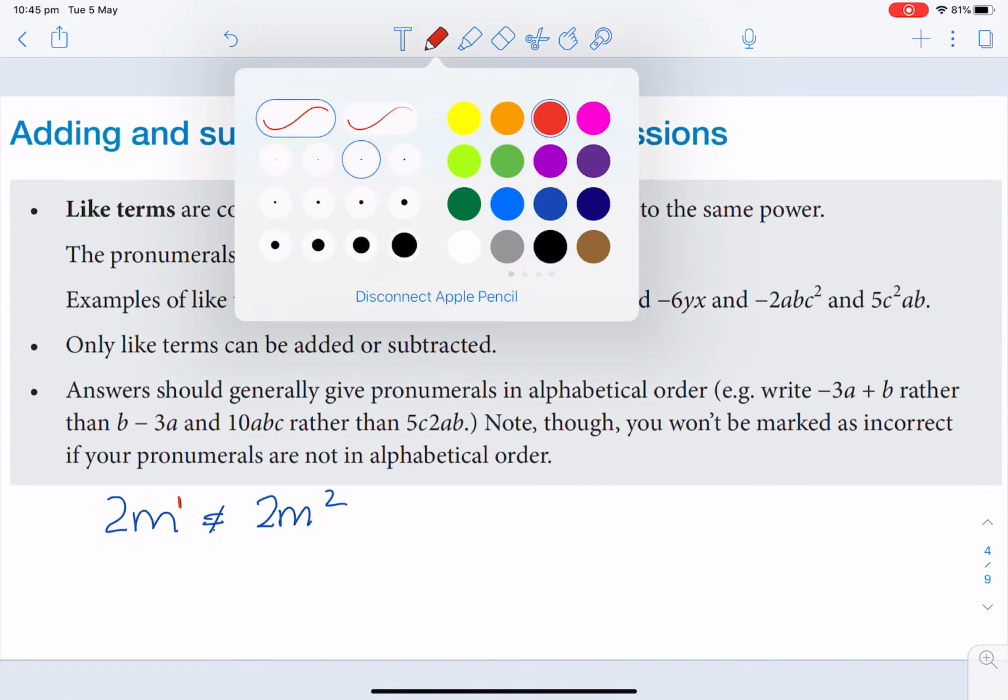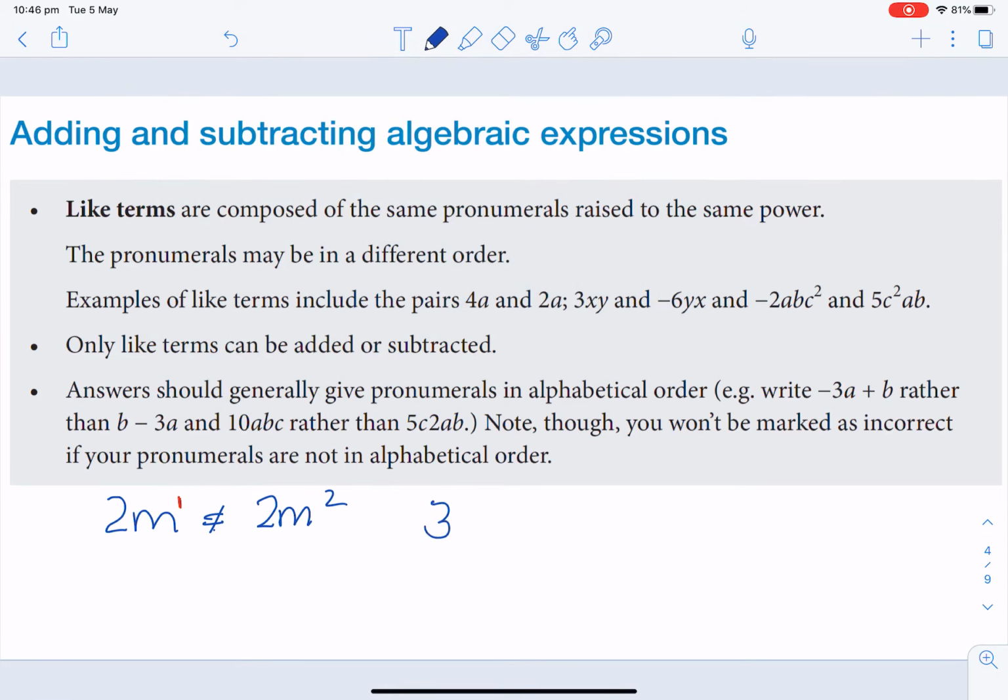3xy is the same as 3yx. If you have a look, my x and y are the same. They're just written in a different order. Now, when we get to CAS, the order of your pronumerals actually matters, sort of. But remember, with your adding and subtracting, you can only add and subtract like terms.